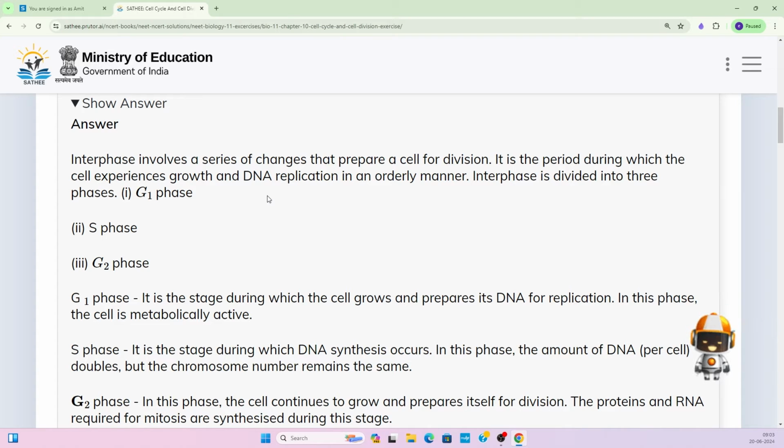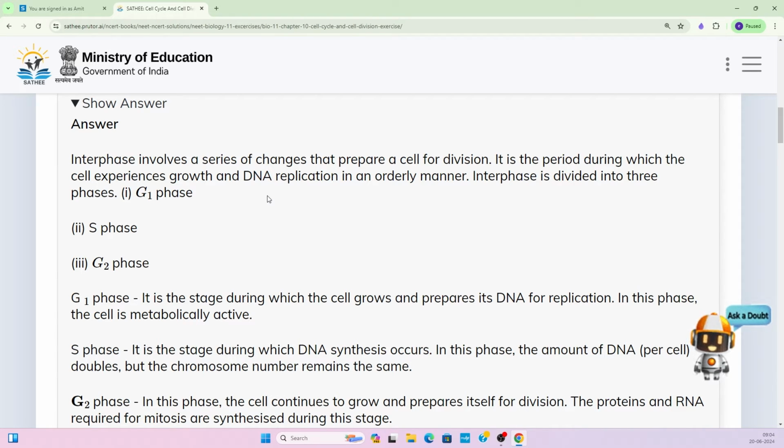So there is a growth process. You can see the growth in the cell size enlarges, the content of the cell increases, the protoplasm increases. So this shows the growth of the cell. And also DNA replication, DNA gets duplicated in an orderly manner. So interphase can be divided into 3 phases. There are 3 different phases we can see in the case of interphase.